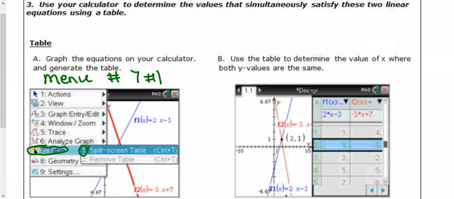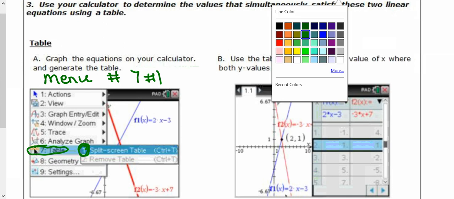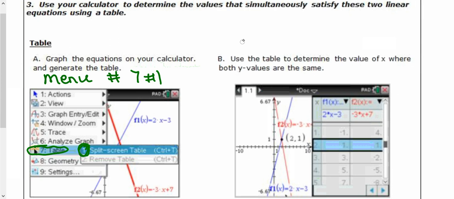Okay, so this is going to pull up a table. Our menu will always take us to those. Then we're going to hit number 1 so we can get a split screen table, so we can get both of our tables in there. And then we can use our table to see the points that satisfy our graph.